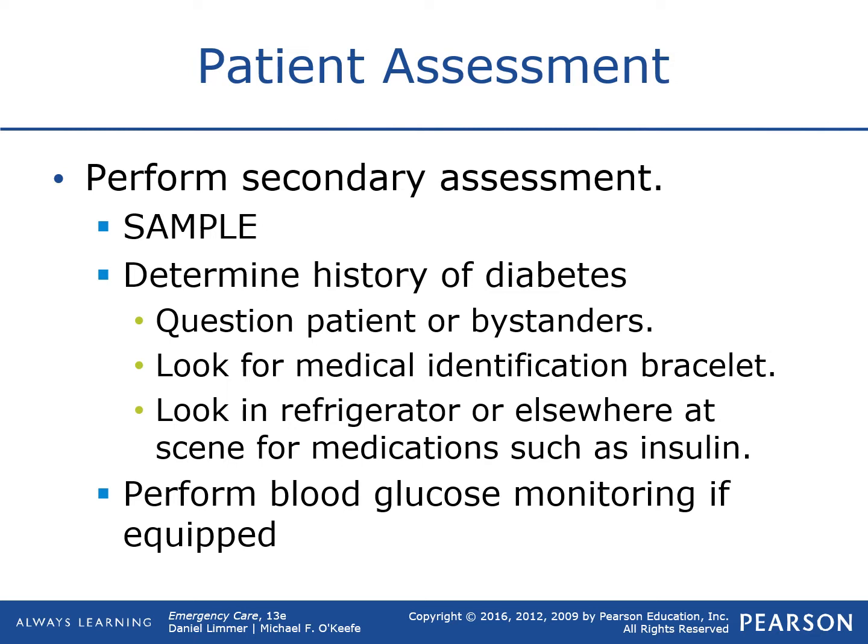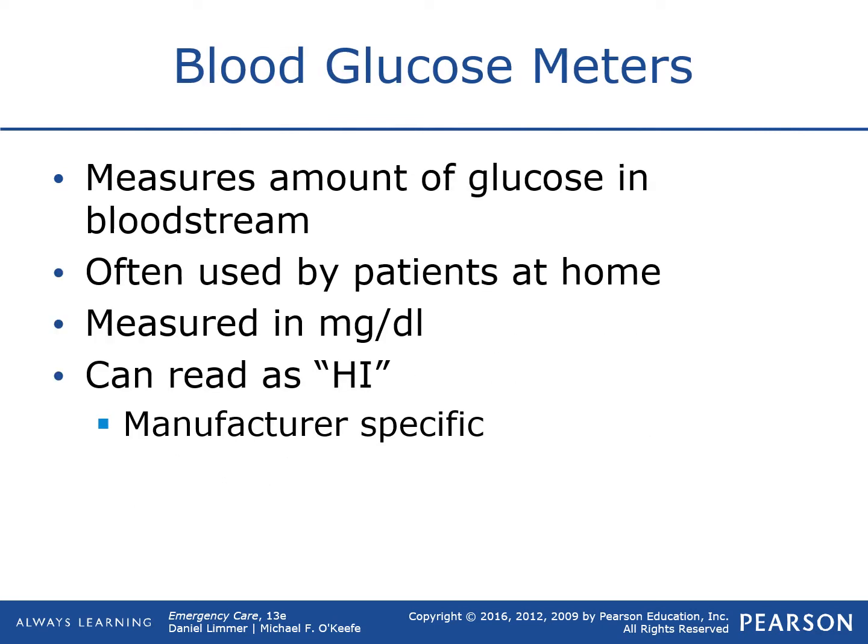And then we need to check blood sugar if you are equipped to do so. Again, our blood glucose meter measures the amount of glucose in the bloodstream. A lot of patients will have these at home. They do it themselves, so they'll be aware of what their normal readings are. It's measured in milligrams per deciliter of blood. So that's milligrams of glucose per deciliter of blood. There are some readers that will read high, so just HI, high. Some might say low, abbreviated LO.